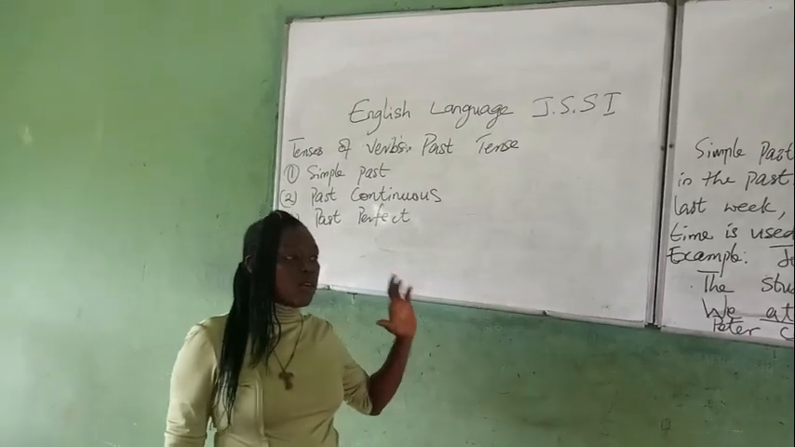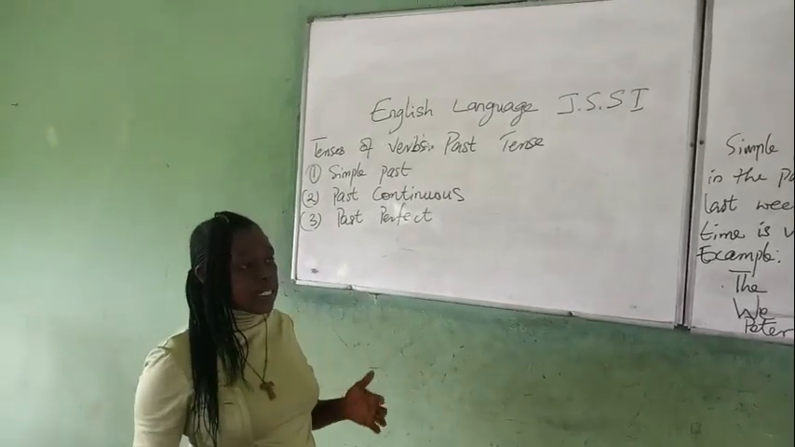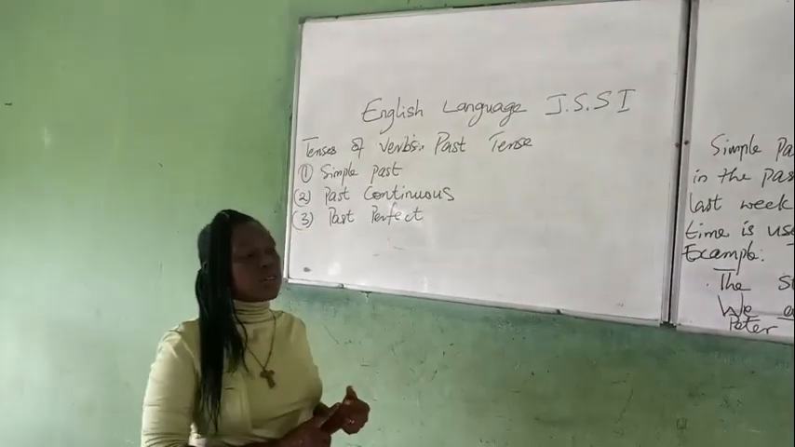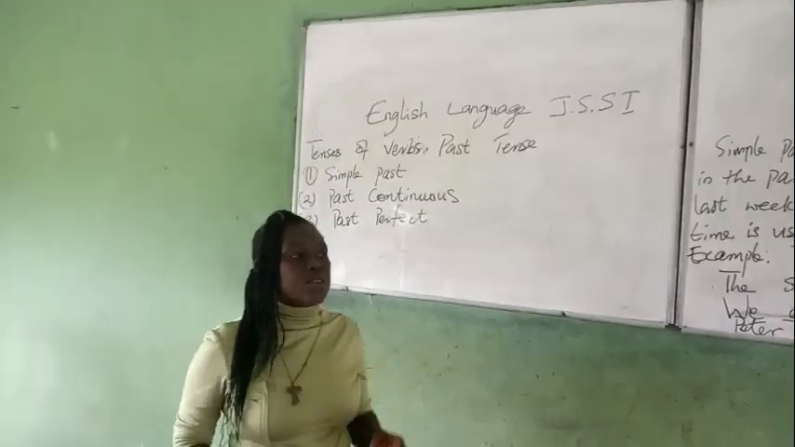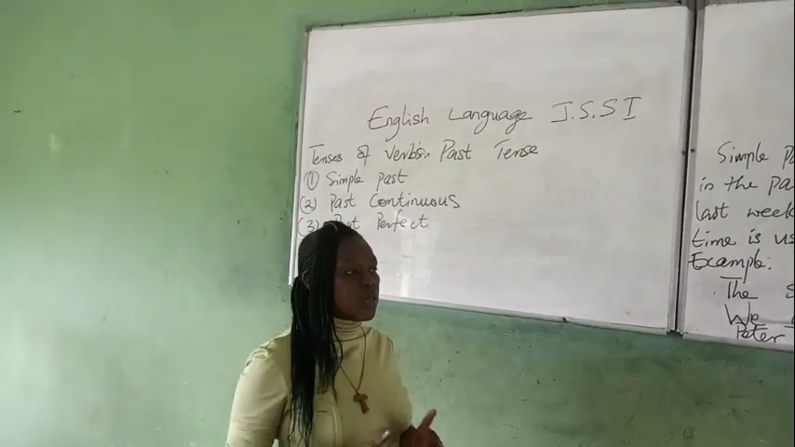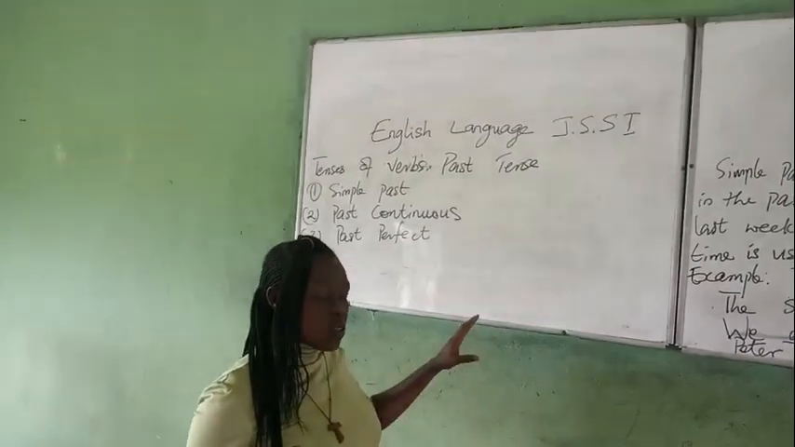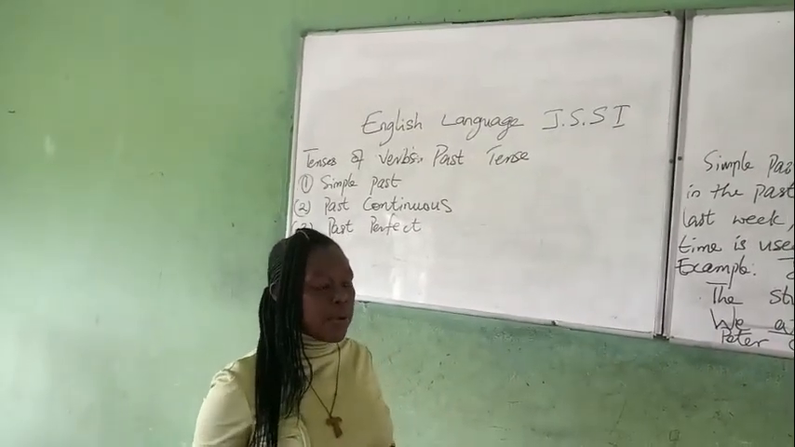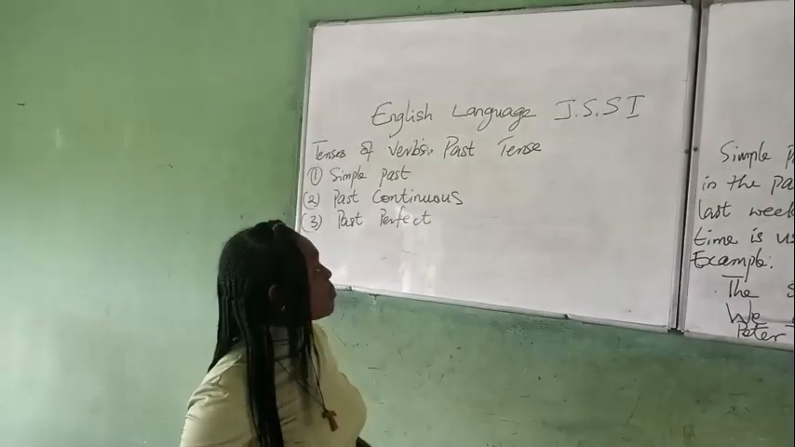Remember, we have four areas in the present tense: simple present, present perfect, present continuous, and present perfect continuous. I left present perfect continuous because I don't want you to be confused. So let us go to the past tense. This morning, we are going to discuss the simple past tense.